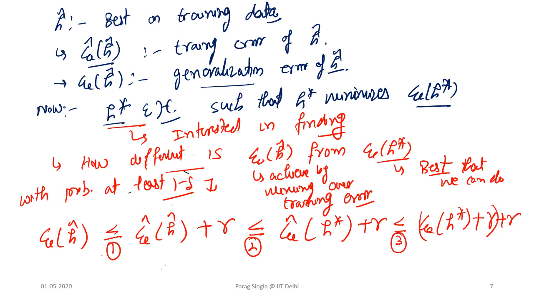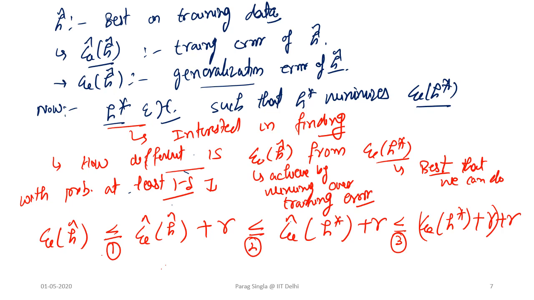Right, on the right-hand side, what I have done here is, one of the gammas is just copied from epsilon hat of h star plus gamma to the right side. But what I've done here is epsilon hat of h star must be less than or equal to epsilon of h star plus gamma.